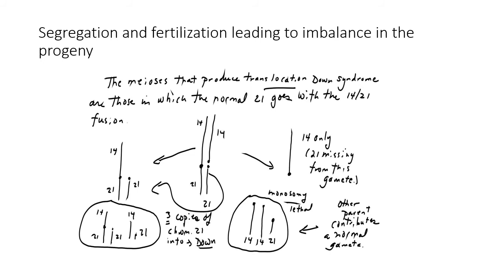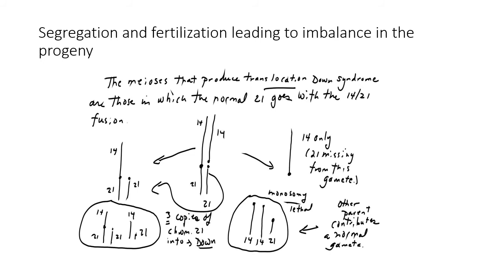This individual got the 14-21 from the translocation parent, a 21 from the translocation parent due to segregation in meiosis, and they also got a 14 and a 21 from their normal parent. Now that person has 2 copies of 14 information, no problem there, but they have 3 copies of 21 information, and that leads to translocation Down syndrome.